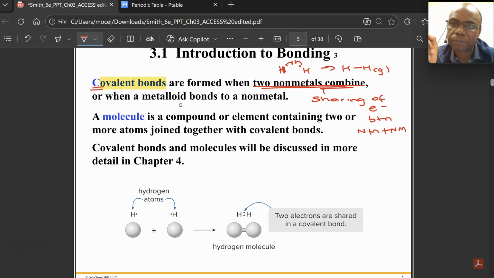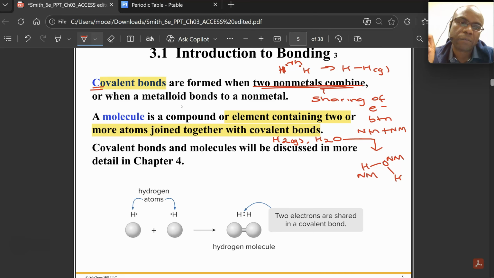A molecule is a compound or element containing two or more atoms joined together with covalent bonds. And again, hydrogen gas is an example of that. H2O is an example of that because the H2O itself has nonmetals. Hydrogen is nonmetal, oxygen is nonmetal, hydrogen is nonmetal. The bond between them must be made by sharing of electrons, and it's covalent. Covalent bonds and molecules will be discussed in more detail in the next chapter 4.